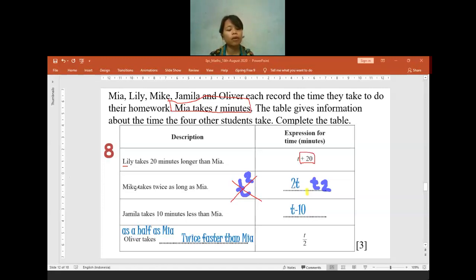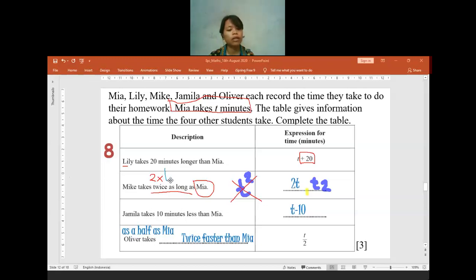And then for the next one, we have Mike takes twice. So twice means 2 times. So we need to multiply it by 2. The time taken that Mia takes is t. So it means 2 times t. 2 times t, yeah, it will be 2t.